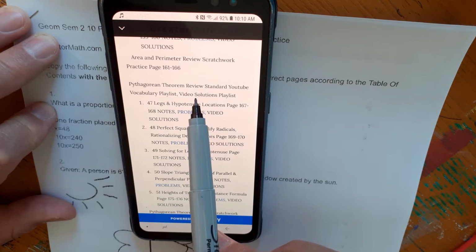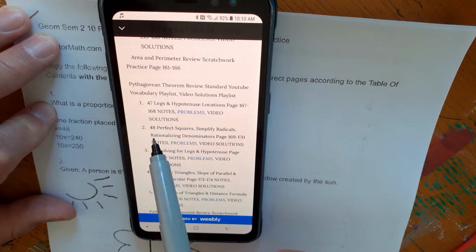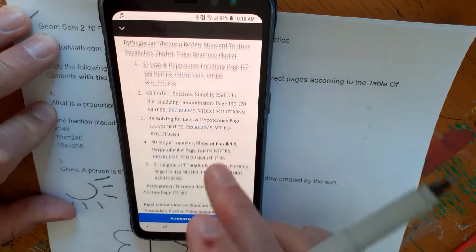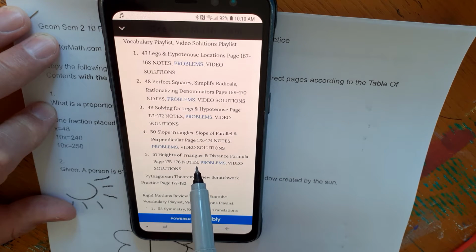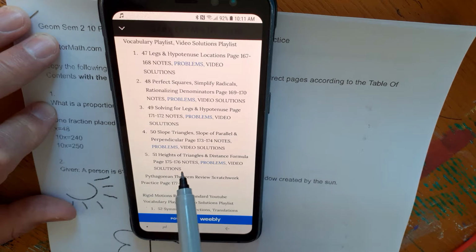So we've already covered Pythagorean Theorem. This is a review of the topic, so we'll go a little bit quicker. There's 1, 2, 3, 4, 5 lessons in this, and this one's actually called Heights of Triangles, number 5, and Distance Formula. So there's page numbers here of where these notes go.